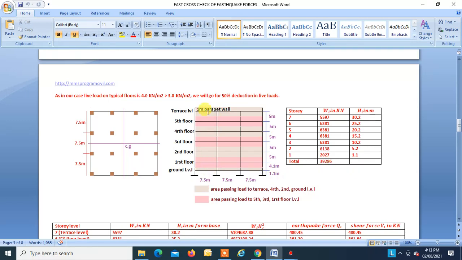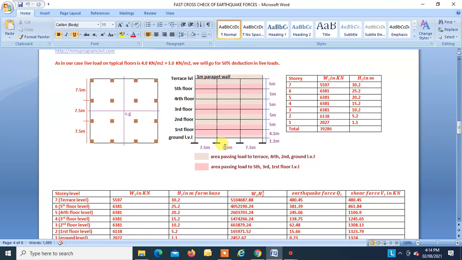Now, this cream shaded portion, you can see, will pass on the load to the terrace level. This cream shaded portion will pass on the load to the fourth floor. This cream shaded portion will pass on the load to the second floor, and this cream shaded area will pass on the load to the ground level, right? Similarly, this pink shaded area will pass on the load to the fifth floor. This pink shaded area will pass on the load to the third floor. This pink shaded area will pass on the load to the first floor, right? This is how the load is distributed to the floors, right?